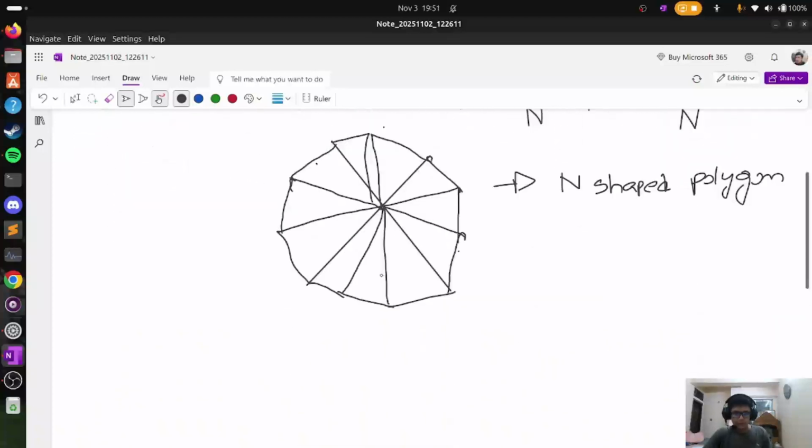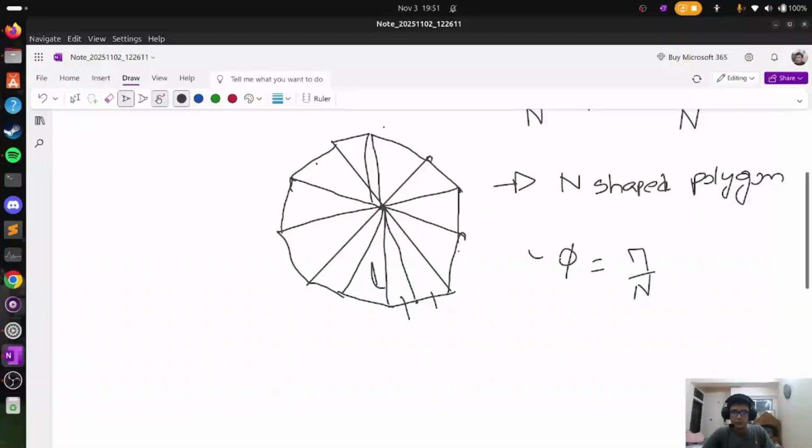Now I'm going to take this triangle. I'm going to draw a line which is at the midpoint of this edge. This is the midpoint. And these lines coming out from here, we denote as length L. So we know that phi here is pi by n.